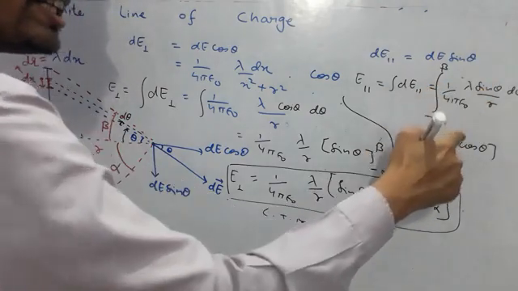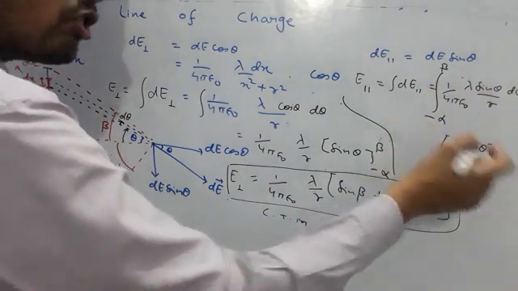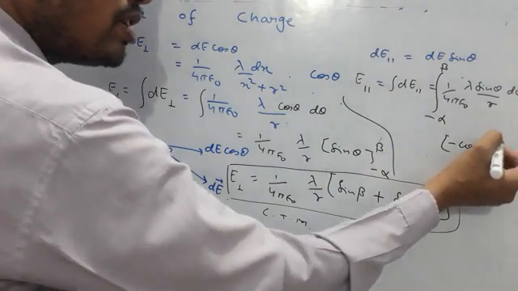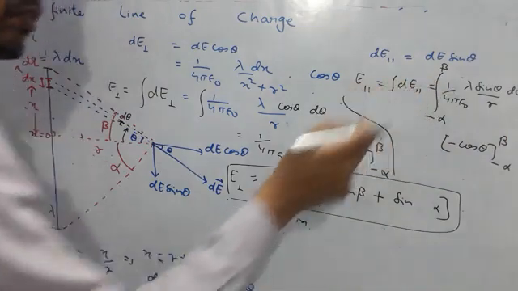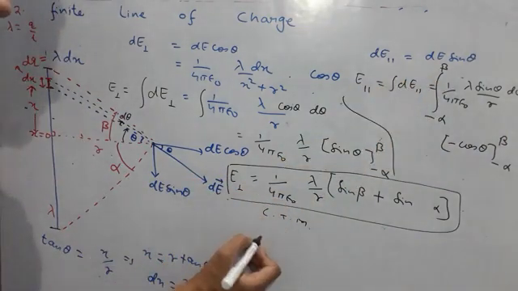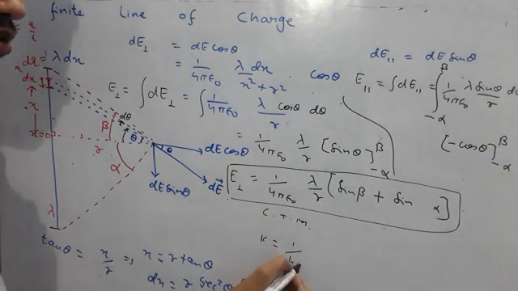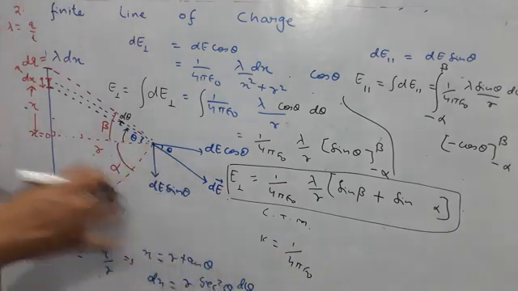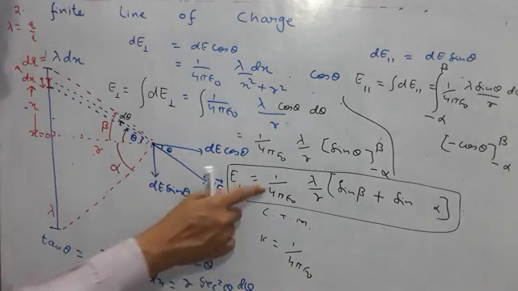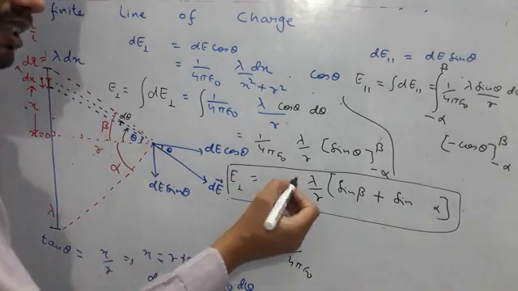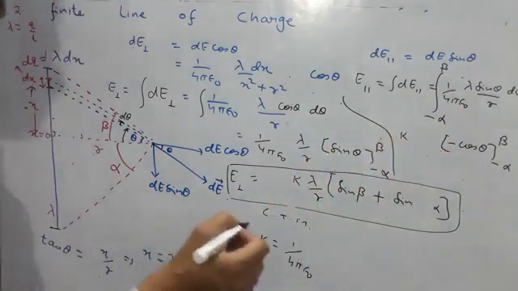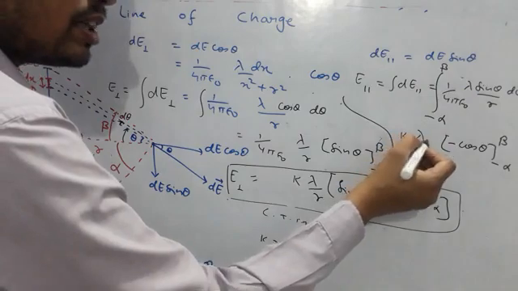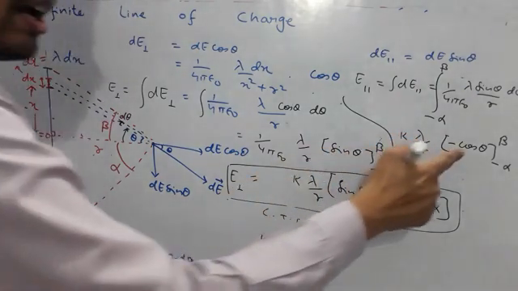So integration of sin theta d theta will be minus cos theta. The limits will be from where to where? Minus alpha to beta. So rest part, 1 by 4 pi epsilon naught, I am writing it as k, just to reduce my work. So this 1 by 4 pi epsilon naught I will write as k, lambda and r, so lambda by r.